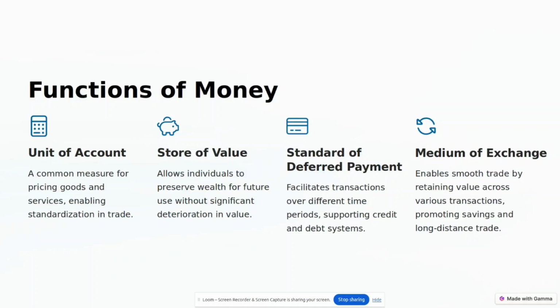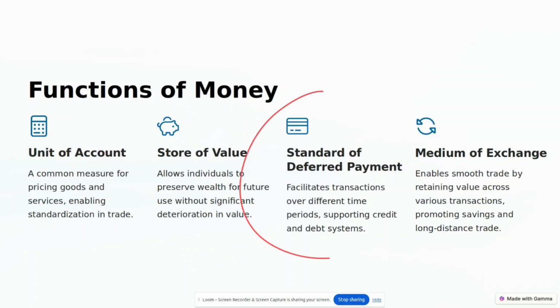Well, the next topic is the functions of money. So what are the functions of money? They are unit of account, a common measure for pricing goods and services, enabling standardization. Then the next function is store of value. It allows individuals to preserve wealth for future use without significant deterioration in value.